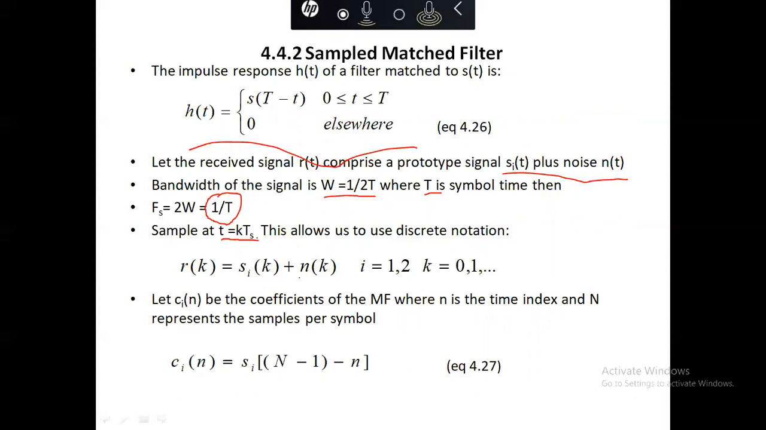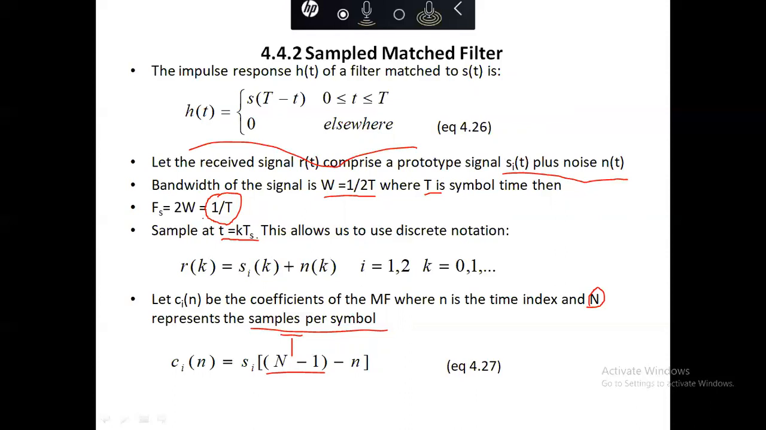So the coefficients of the match filter would be n minus 1. So n represents the samples per symbol. So how many samples per symbol are you taking? This represents t. So how many samples we are taking for the symbol values is t. So we want to truncate it. We want to truncate the symbol at this length. So this is the truncation where we want to truncate it.